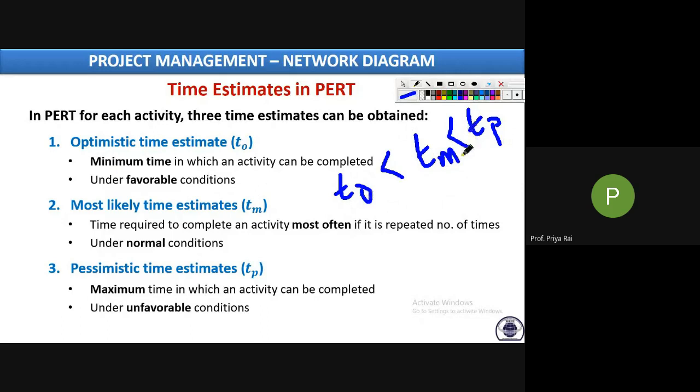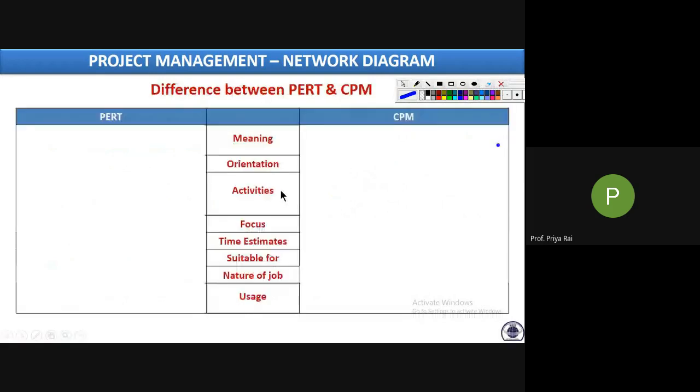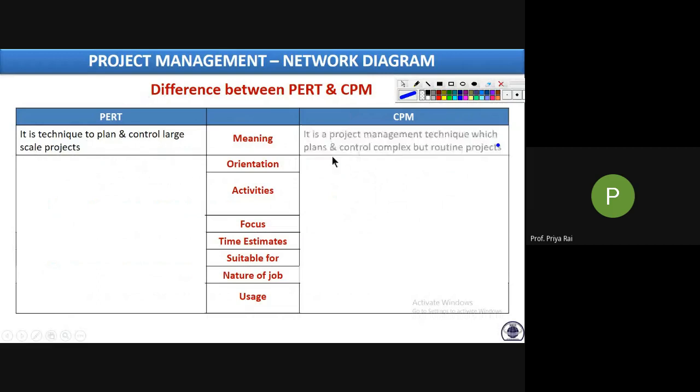Now, see, in PERT we will be getting 3 time estimates. Now let us see what is the difference between PERT and CPM. This topic is also very important. You will get questions in theory or in MCQs from this topic. See here, definition or meaning: PERT is the technique to plan and control large scale projects. For large work we need PERT analysis, whereas for small scale or routine projects, for example maintenance work, repairing work, we are using CPM.